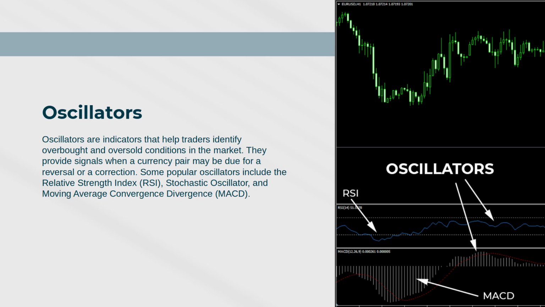Oscillators. Oscillators are indicators that help traders identify overbought and oversold conditions in the market. They provide signals when a currency pair may be due for a reversal or a correction. Some popular oscillators include the Relative Strength Index (RSI), Stochastic Oscillator, and Moving Average Convergence Divergence (MACD).